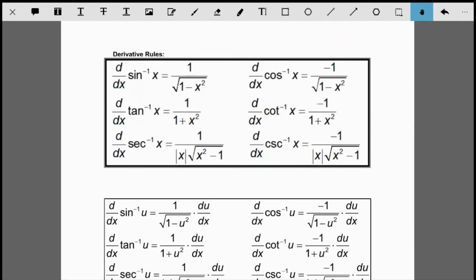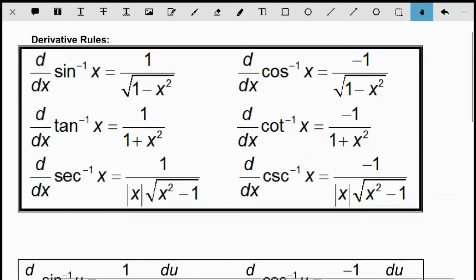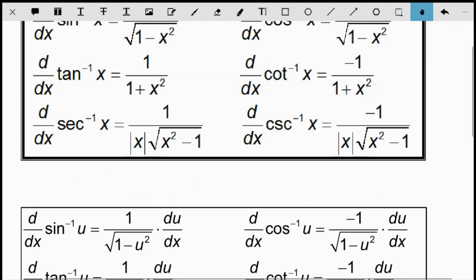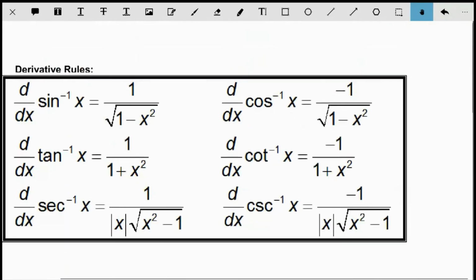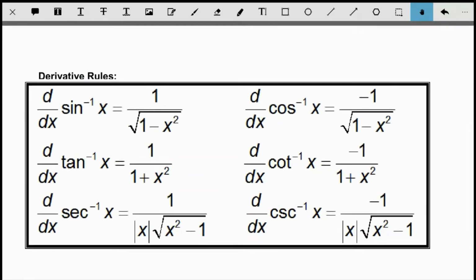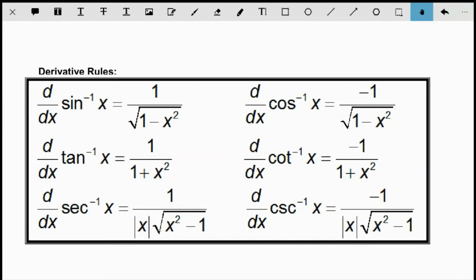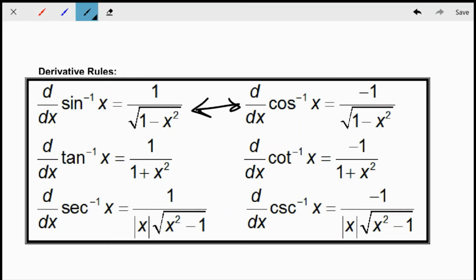Okay, so there are 6 rules here. And this is going to look a little bit overwhelming at first, but it's not nearly as much as it first appears. I actually have 12 rules shown here, but you really only need to know 6 of them, and in the end, it's really 3 of them. So look at the way that these are lined up. I lined them up this way on purpose because there's a relationship between these. Look at inverse sine and inverse cosine, that pair. With that pair, the derivative rules look almost identical.